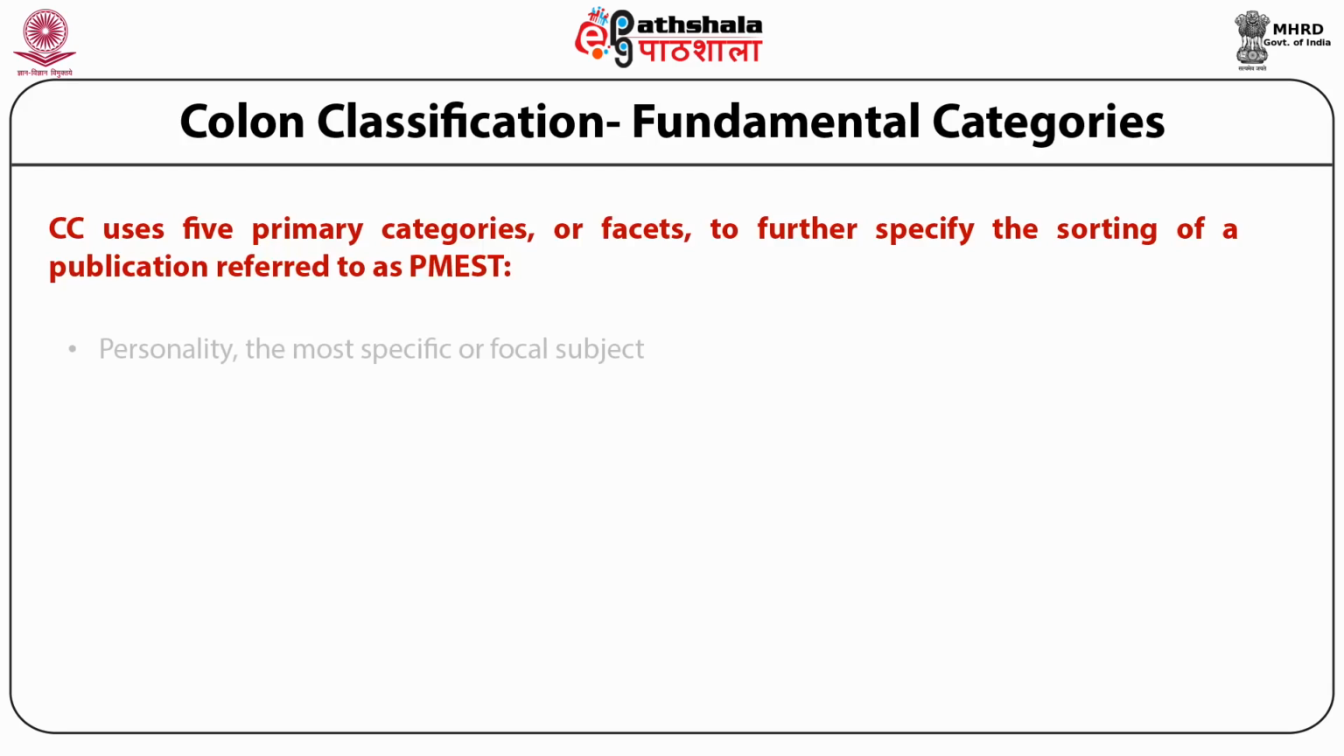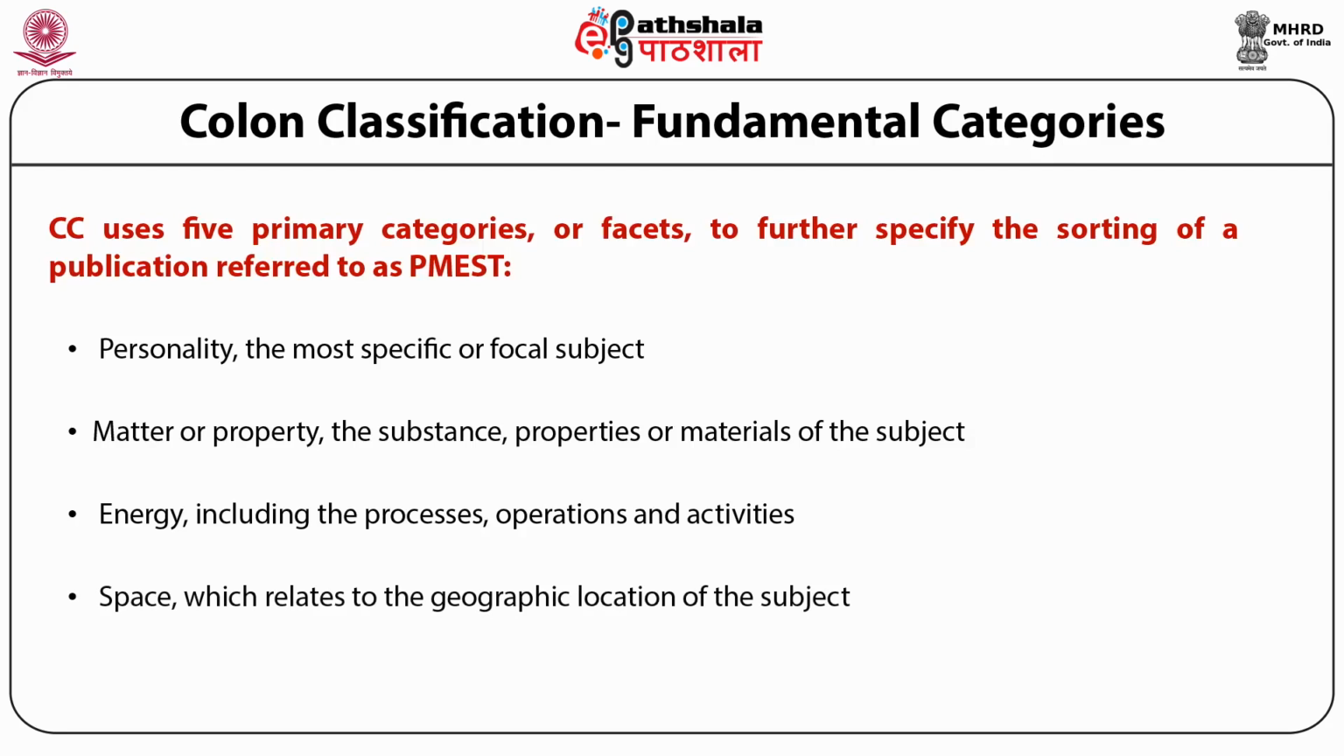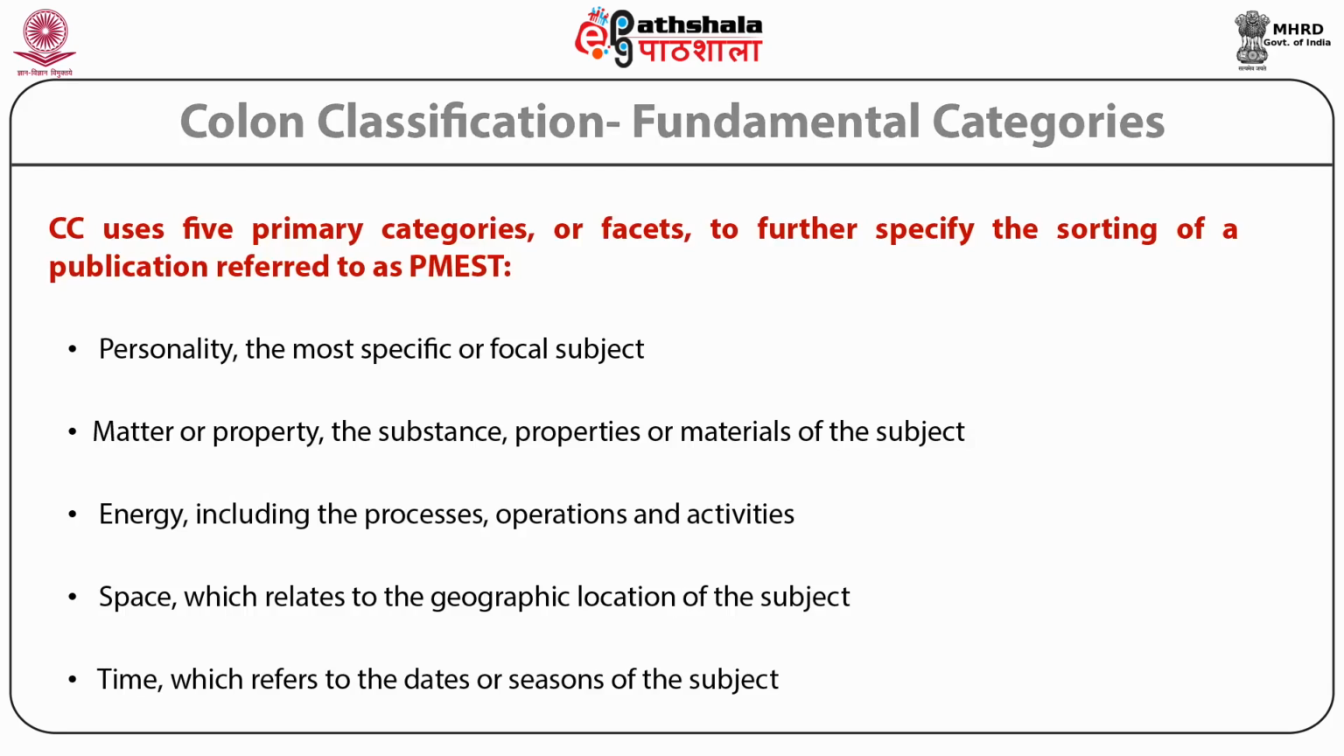P stands for personality, which is the most specific or focal subject of any document. M is matter or property, that is the substance, properties or materials of the subject. E is for energy, including the processes, operations and activities. S is for space, which relates to the geographic location of the subject. And lastly, T. T stands for time, which refers to the dates or seasons of the subject.